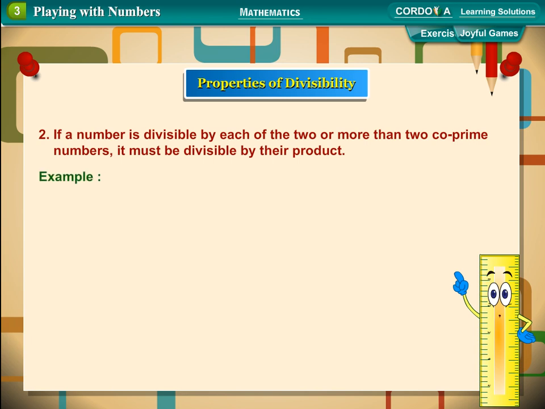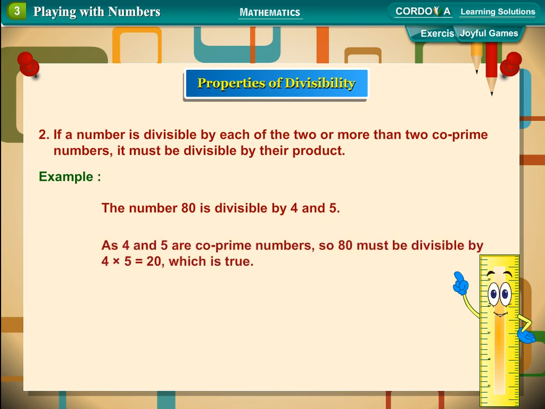If a number is divisible by each of two or more co-prime numbers, it must be divisible by their product. Example, the number 80 is divisible by 4 and 5, as 4 and 5 are co-prime numbers. So, 80 must be divisible by 4 times 5, which is equal to 20, which is true.